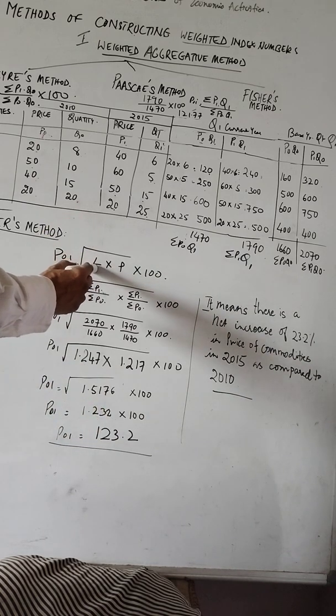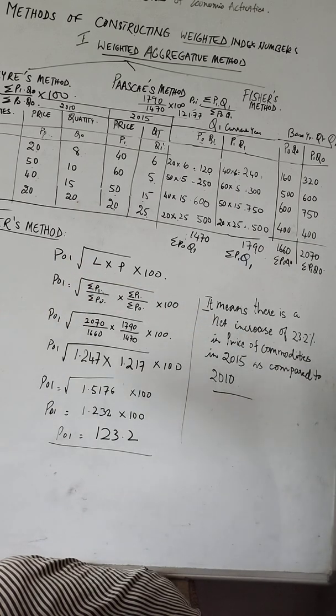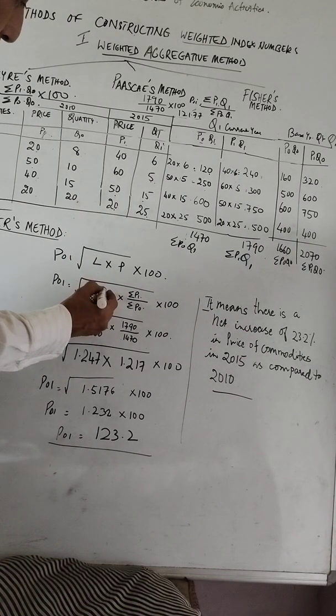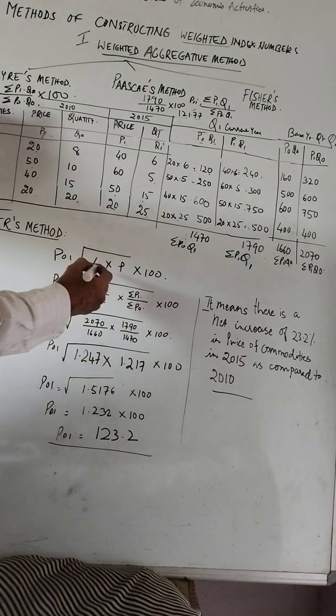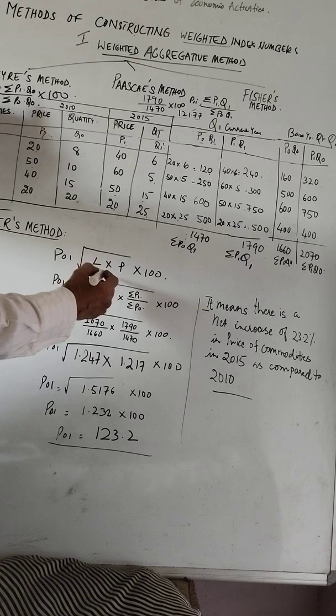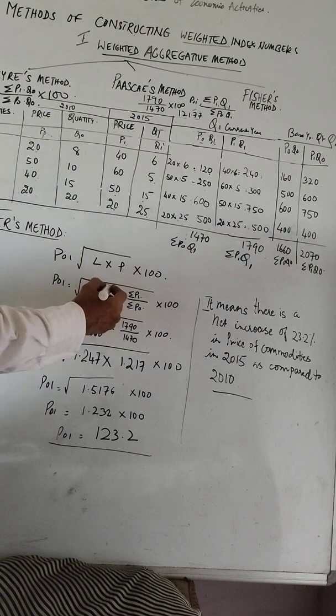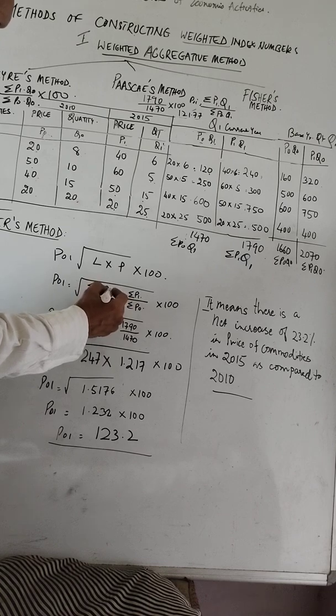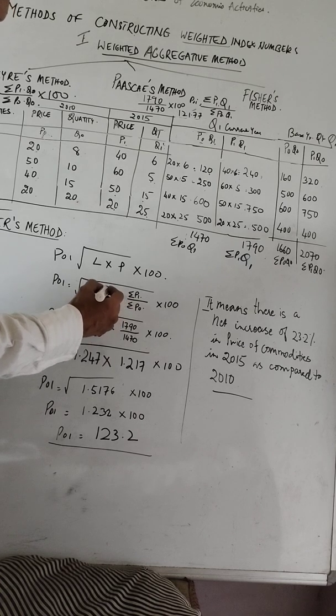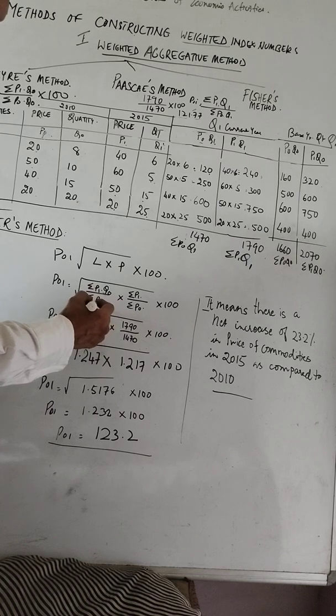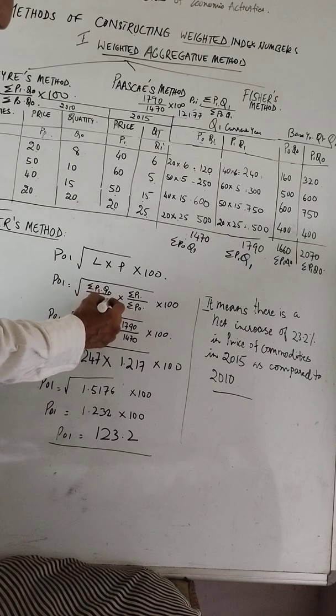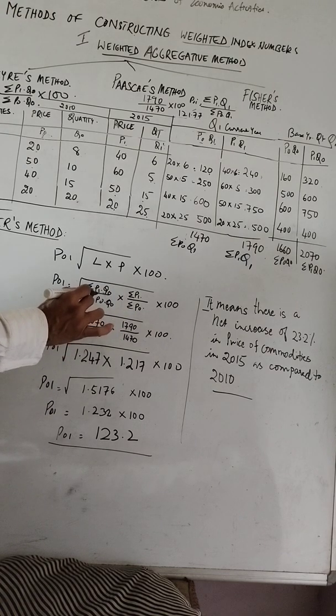So again, what is Laspeyres' method? Laspeyres' method is what? Sigma P1, I haven't written here. What should I write here? So Laspeyres' method, which are the weights that we use in Laspeyres' method? Which quantity? Quantity of the base year here. So sigma P0 into Q0, P1 into Q0.